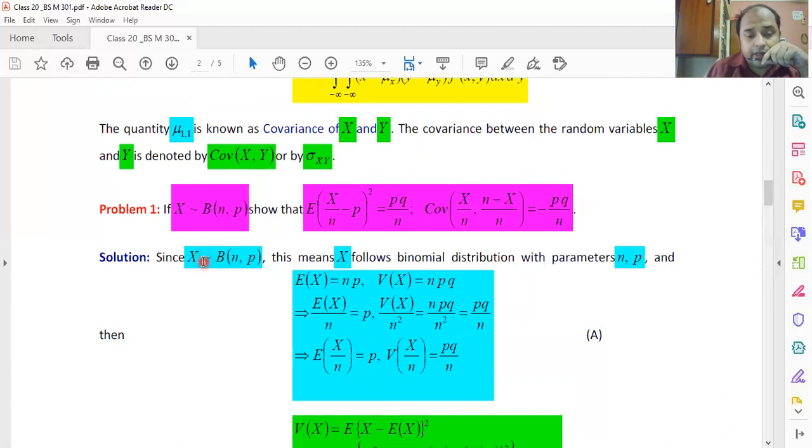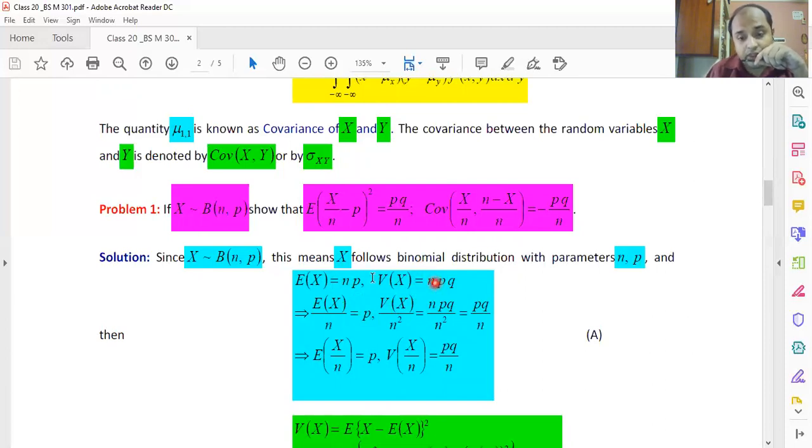Since capital X is a binomial distribution with parameters n and p, immediately we can say that the expectation of capital X, E of X, is equal to np, and the variance of capital X is equal to npq. These are the mean and variance of the binomial variate, and we have already discussed them in the chapter on evaluation of statistical parameters for binomial variable. Now we can divide by the small n. So we get expectation of X by n is equal to p.